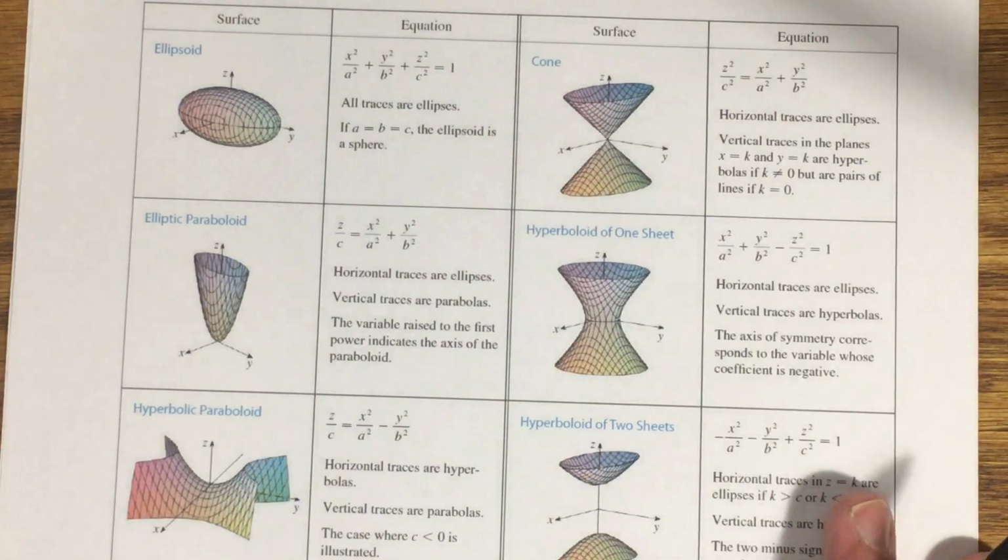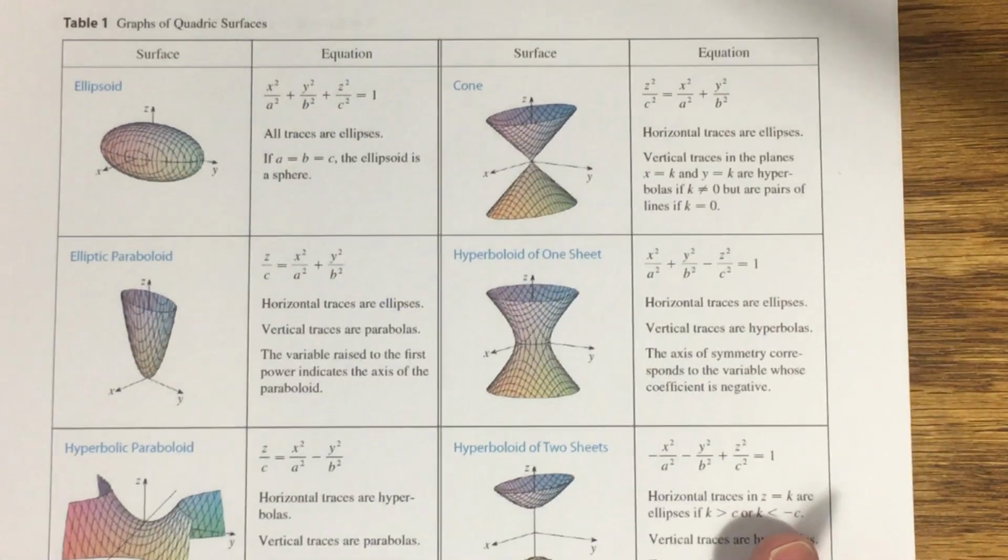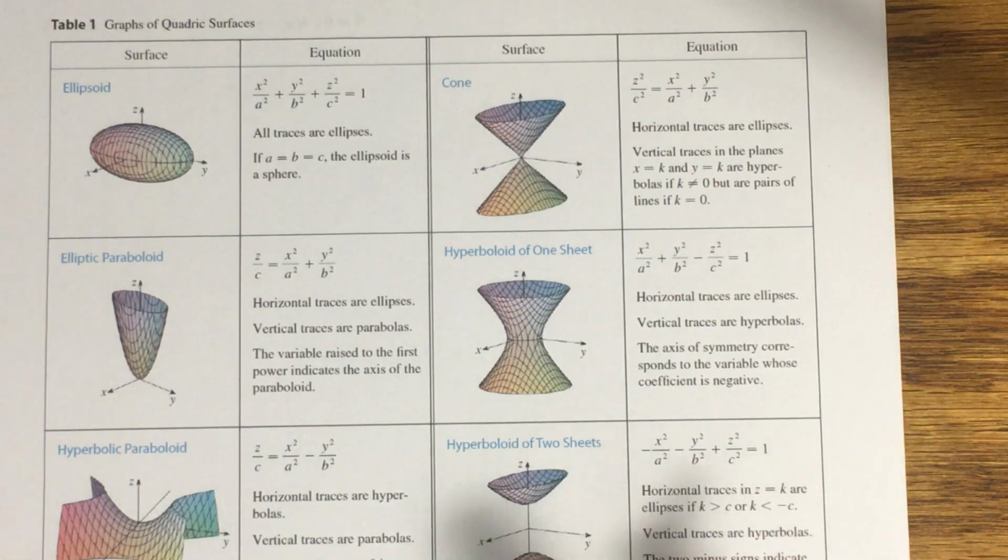So let's take a look at this table. This appears in your book, and it's a table of the 6 basic quadric surfaces that we encounter. These are all what we would call non-degenerate cases, and we're not going to really spend any time talking about the degenerate cases.